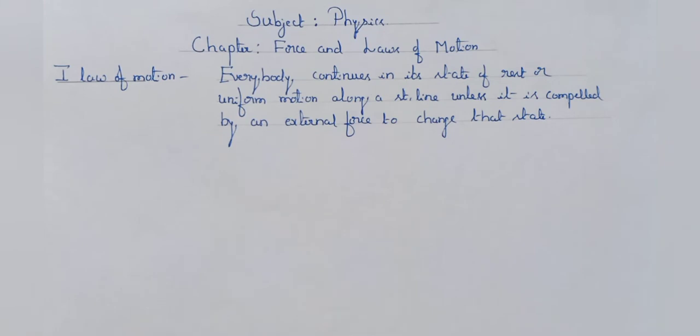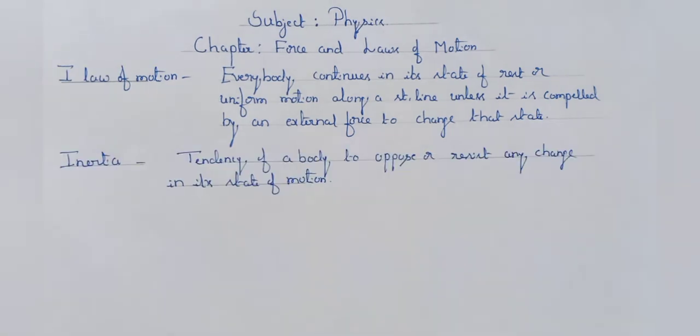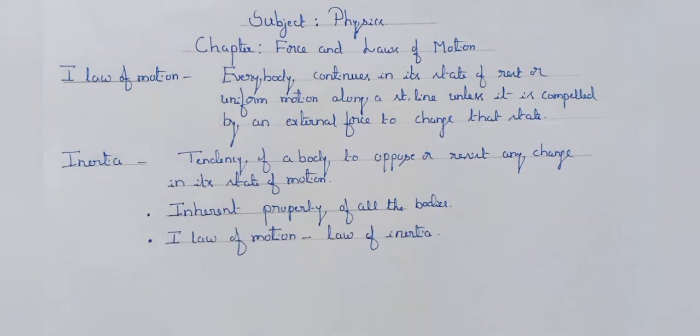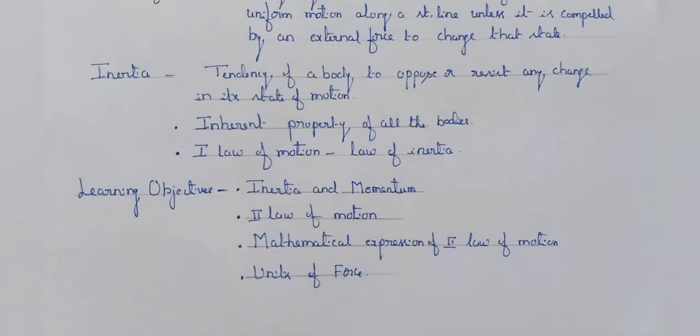So, inertia means the tendency of a body to oppose or resist any change in its state of rest or uniform motion by itself. Inertia is the inherent property of all the bodies. Therefore, Newton's first law of motion is also called law of inertia. In today's class, we will learn about inertia and momentum, second law of motion, mathematical expression of second law of motion, and units of force.